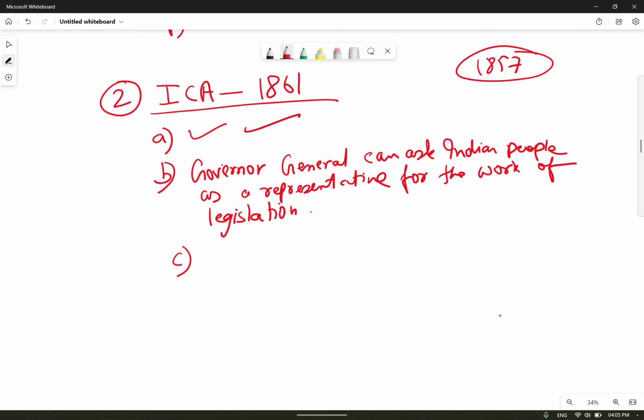This act provided that the Governor General's Executive Council should include certain additional non-official members also while transacting legislative business as a legislative council, but this legislative council was neither representative nor deliberative in any sense. What does it mean? It means that whichever Indians you include, they will be non-official, and they will not have any power under the legislative council.